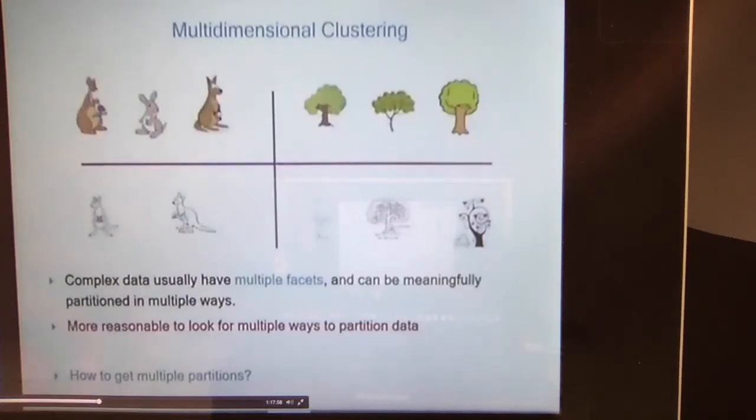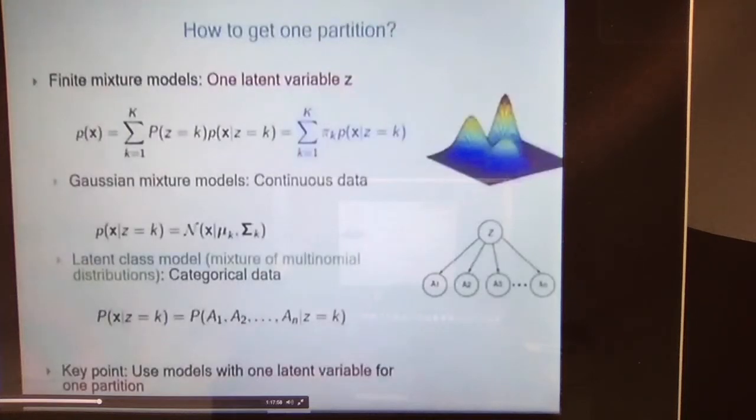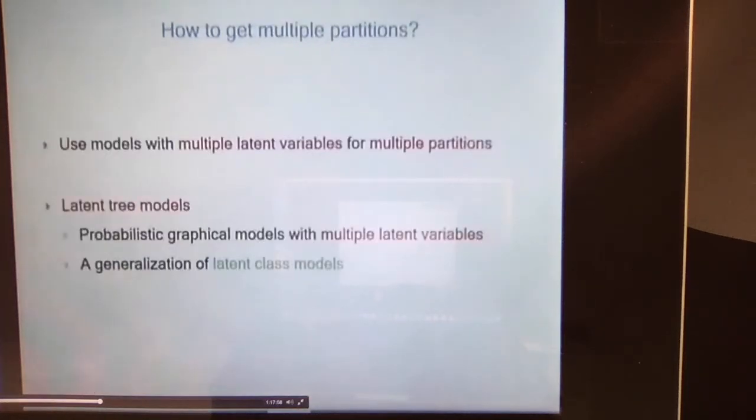So the question is, how do we get multiple partitions? Well, to get one partition of data, what do we do? Sometimes we just use something called the finite mixture model. In this kind of model, we have one latent variable, and that will give you just one partition of data. So naturally, to get multiple partitions, you would use models with multiple latent variables. The latent tree model is just one kind of such model.